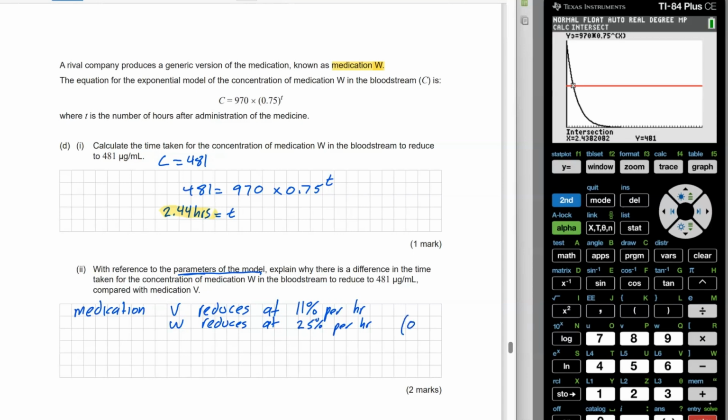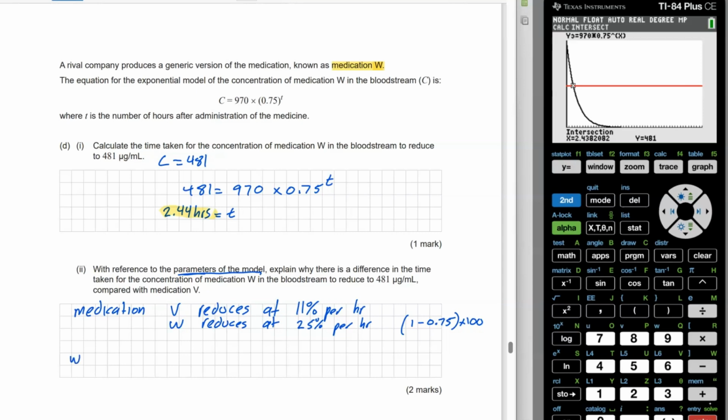So just in terms of how to get that 25%, it's going to be 1 minus 0.75 times by 100. And that will give you 25%. So that's kind of like what's happening. So you can see that W is reducing at a lot faster rate per hour.